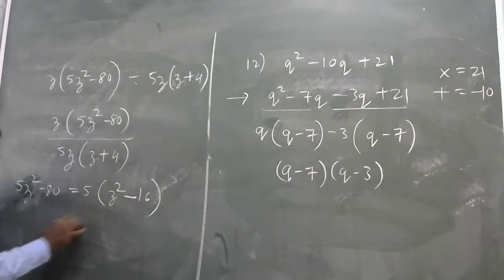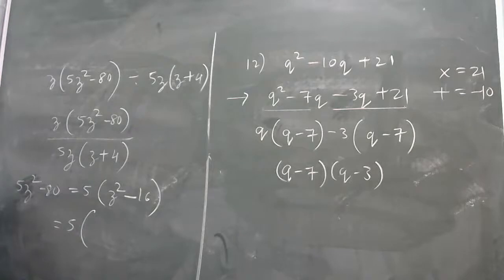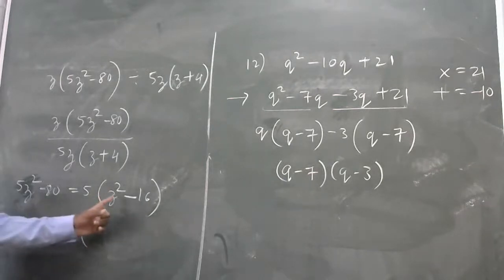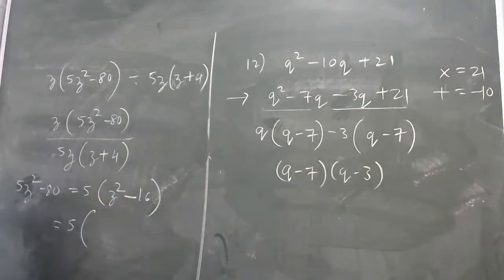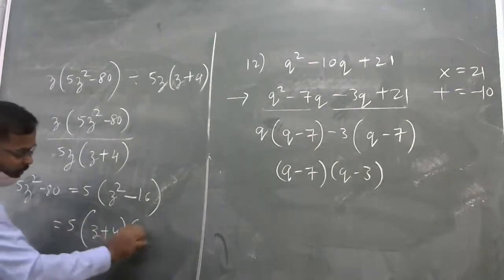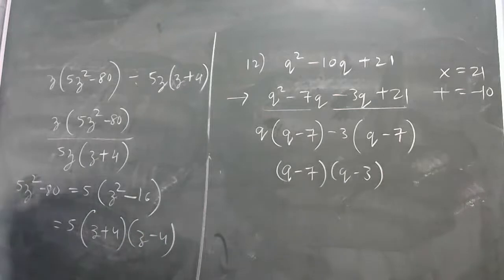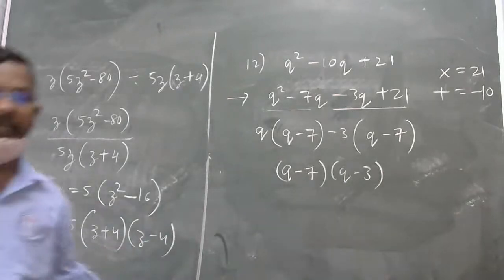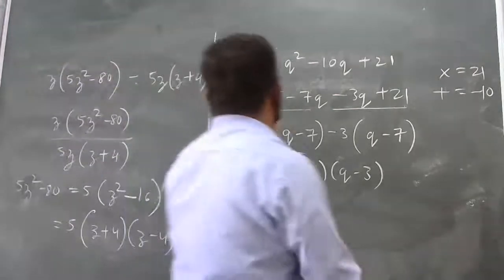But see here, z square minus 16 is in the form of a square minus b square. The 16 we can write as 4 square. So now the value of a is z, the value of b is 4. We can write that as z plus 4 into z minus 4. Okay. So this z square minus 16 we can write as z plus 4 into z minus 4.